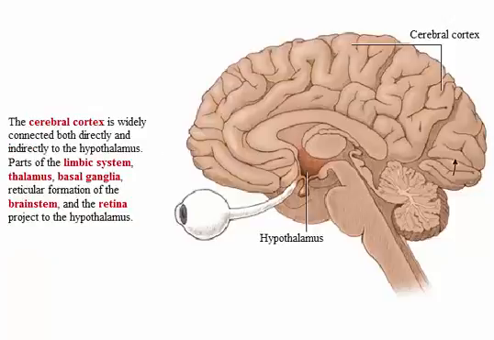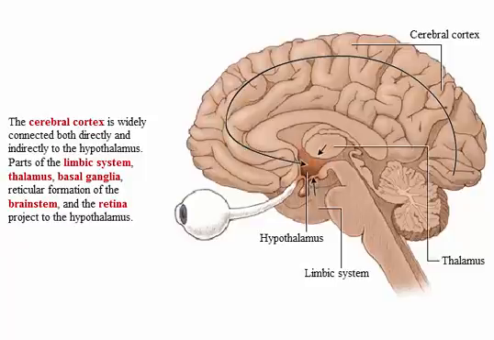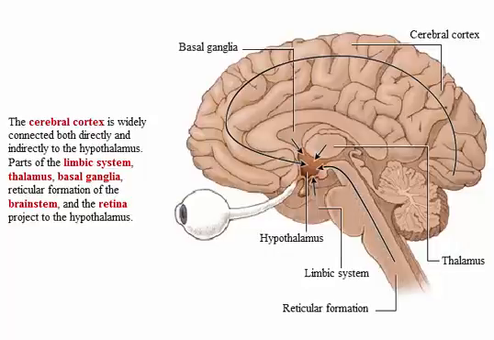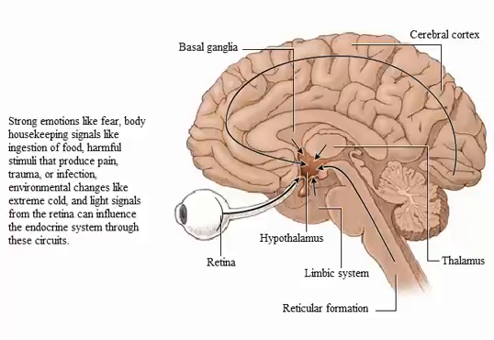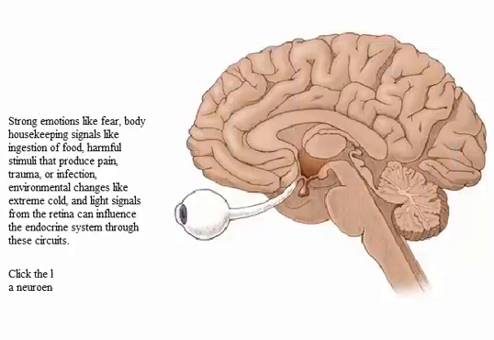The cerebral cortex is widely connected both directly and indirectly to the hypothalamus. Parts of the limbic system, thalamus, basal ganglia, reticular formation of the brainstem, and the retina project to the hypothalamus. Strong emotions like fear, body housekeeping signals like ingestion of food, harmful stimuli that produce pain, trauma, or infection, environmental changes like extreme cold, and light signals from the retina can influence the endocrine system through these circuits. Click the hypothalamus to see a neuroendocrine interaction.